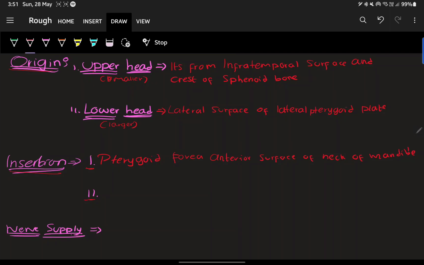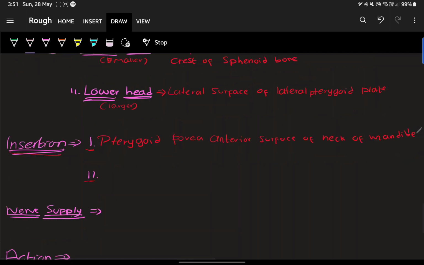And then the other insertion is into the anterior margin of articular disc and capsule of temporomandibular joint. Okay, so the other insertion is into the anterior margin of articular disc. If you remember this much, it's enough, but if you remember the rest, it's well and good, otherwise it's fine.